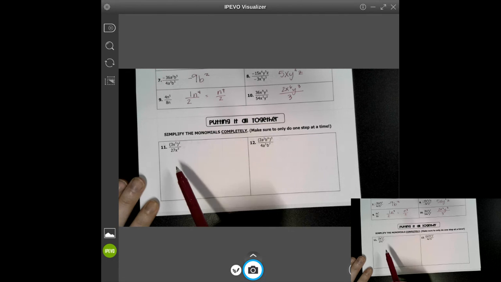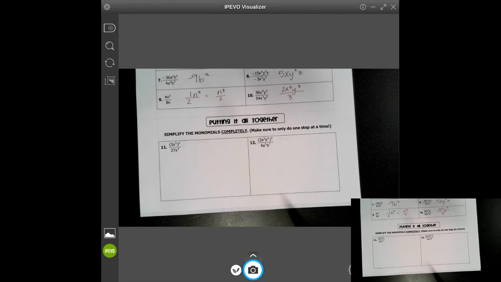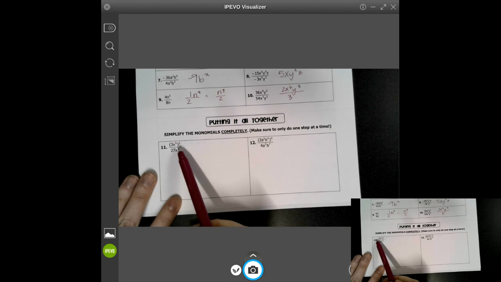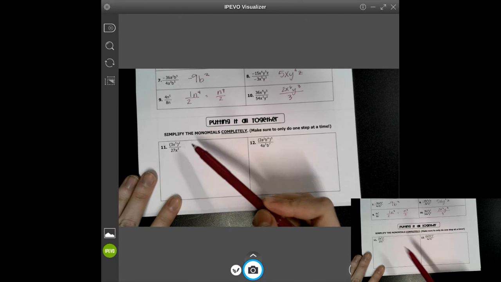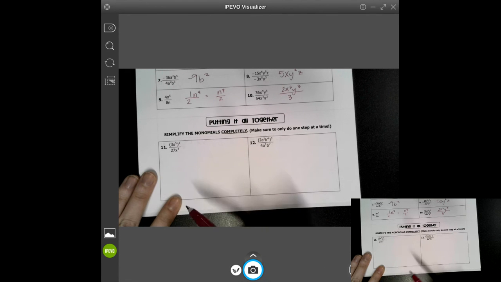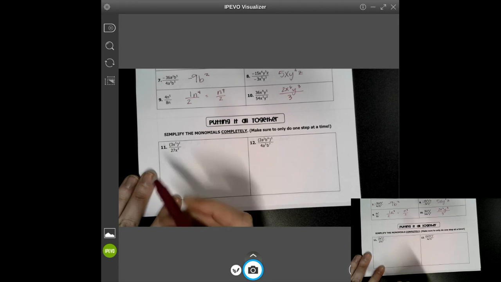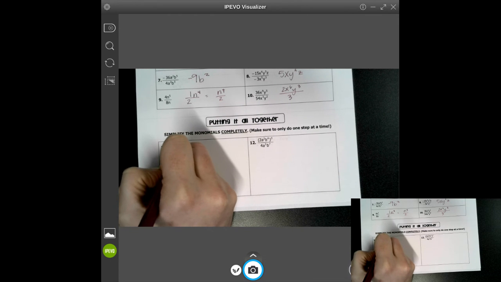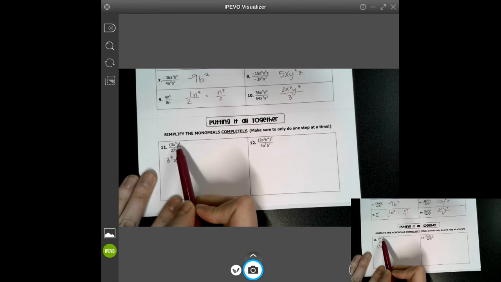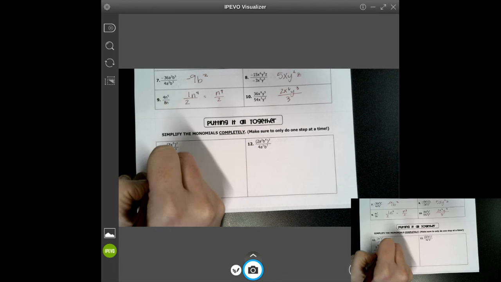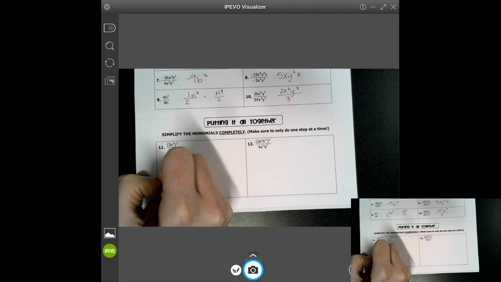For number 11, we have to make sure we're only doing one step at a time. So first thing I notice, I want to do the whole top, then the whole bottom, and then divide them. So I'm going to distribute this 2 here. I've got the product rule, or excuse me, the power to a power rule. So I'm going to rewrite this as 3 squared x to the 10th, because remember, power to a power means I multiply my exponents, over 27 x to the third.